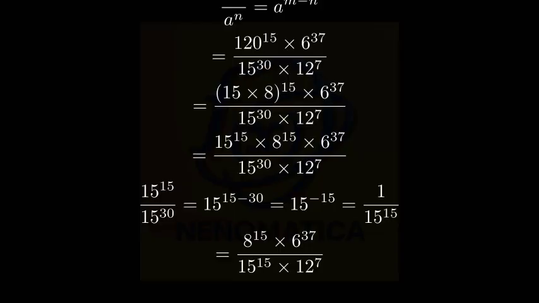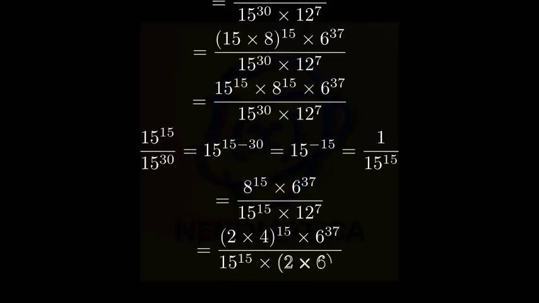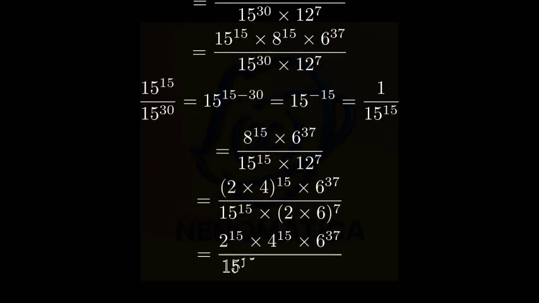Let's break down some more terms. 8 can be written as 2 times 4, and 12 can be written as 2 times 6. So our expression becomes (2 times 4) to the power of 15 times 6 to the power of 37, all over 15 to the power of 15 times (2 times 6) to the power of 7. Distributing the exponents again, we get 2 to the power of 15 times 4 to the power of 15 times 6 to the power of 37, all over 15 to the power of 15 times 2 to the power of 7 times 6 to the power of 7.